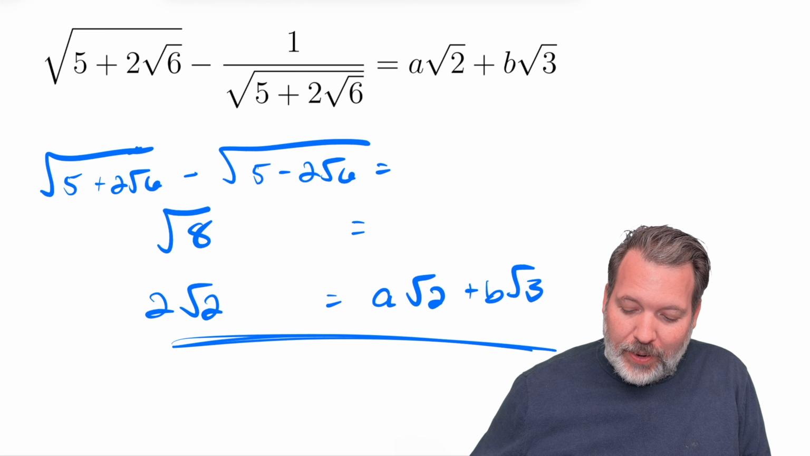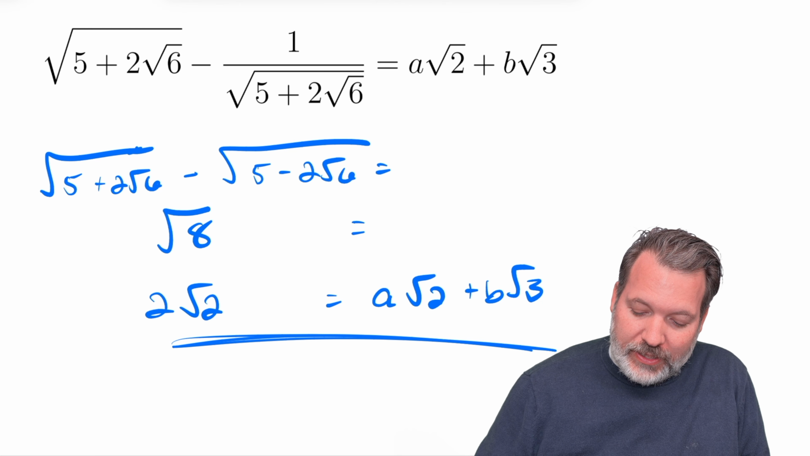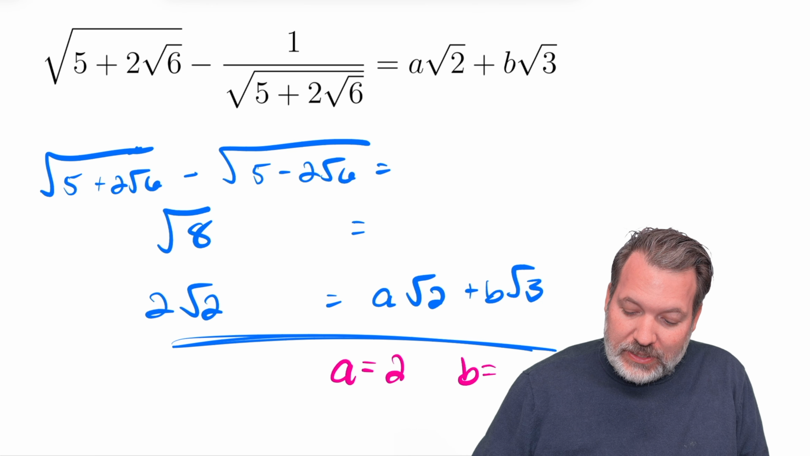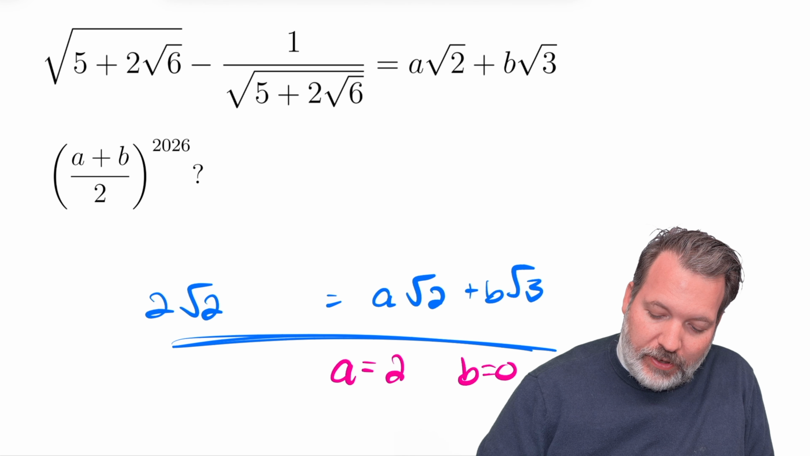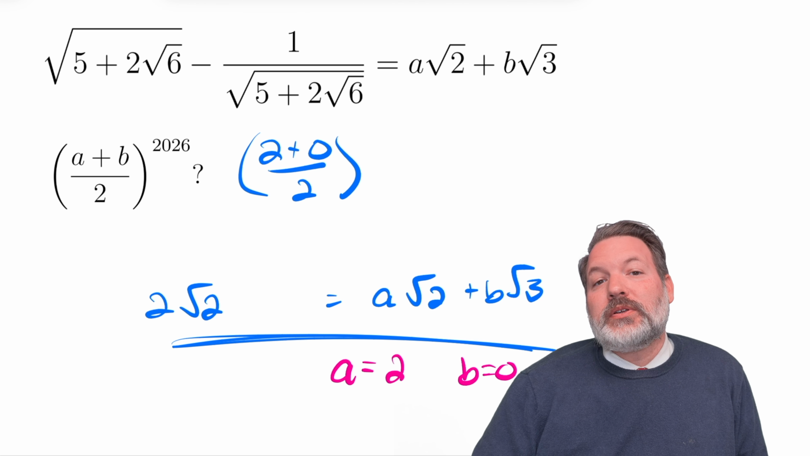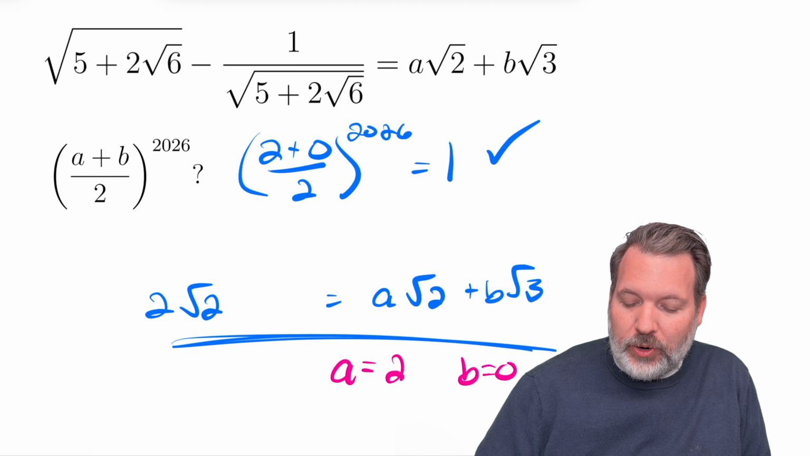On one level, you can probably already see the solution here. It feels like the only way for this to work is if a itself is the 2 of the 2 root 2, and then b is 0. And remember, this is exactly one of the things we thought might happen earlier. If a is 2 and b is 0, 2 plus 0 is 2, divided by 2 is 1, and of course 1 to the 2026 power is 1.